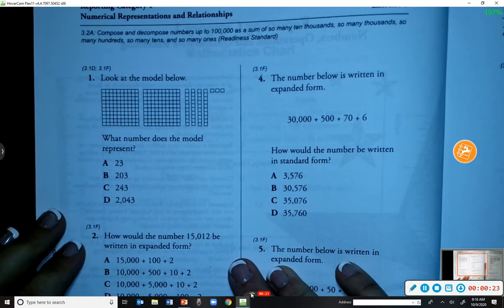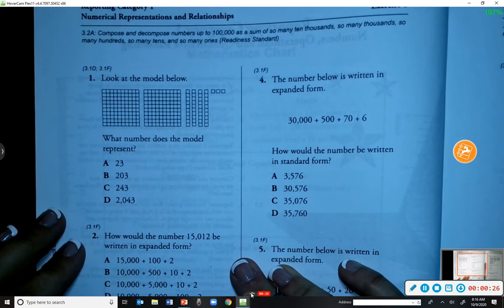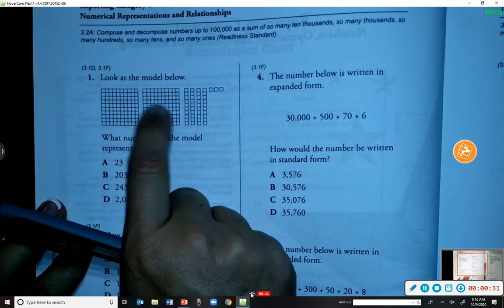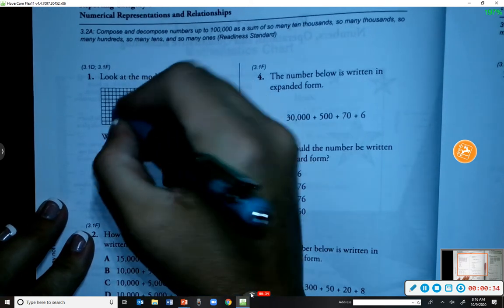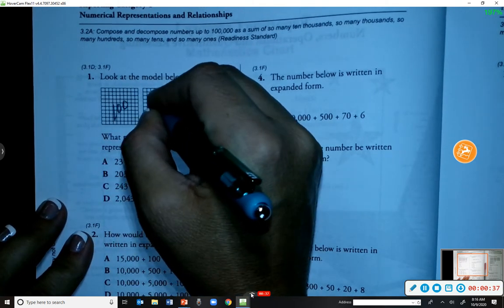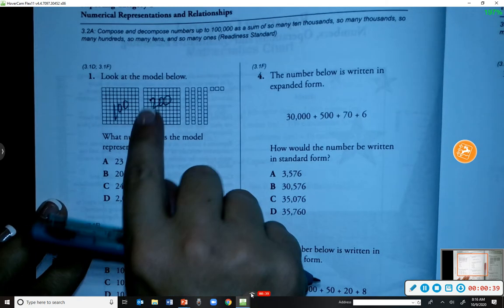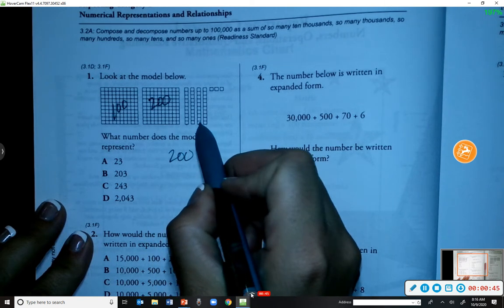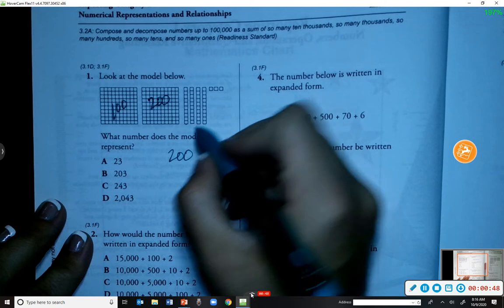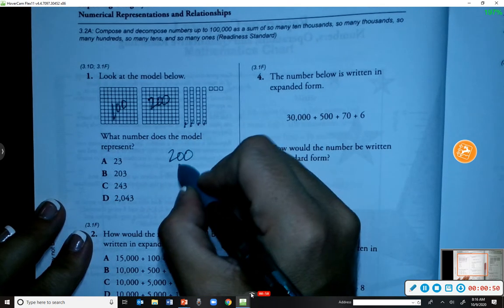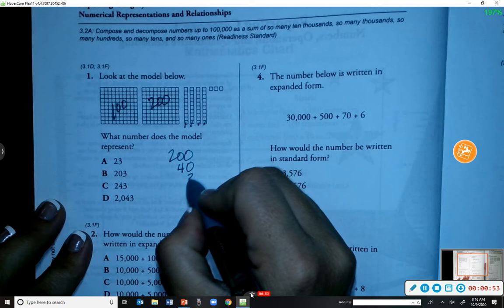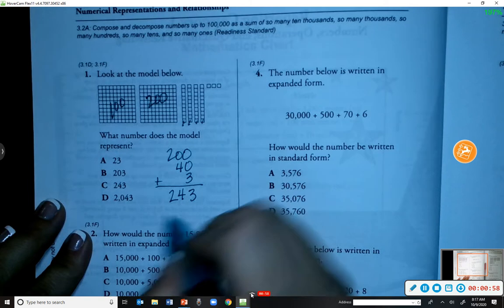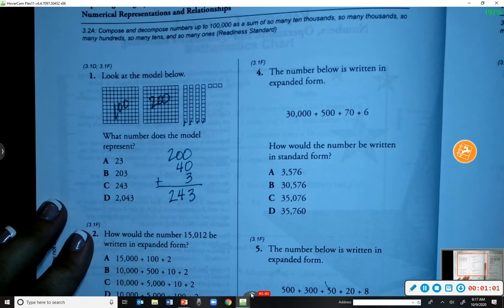Okay, number 1 says, look at the model below. What number does the model represent? Okay, well, we're looking at the base 10 blocks. What are these worth? 100. Okay, so I can skip count. 100, 200. And then what are these worth? 10. So that's 10, 20, 30, 40, and 3. Okay, so your number should have been C, 243.